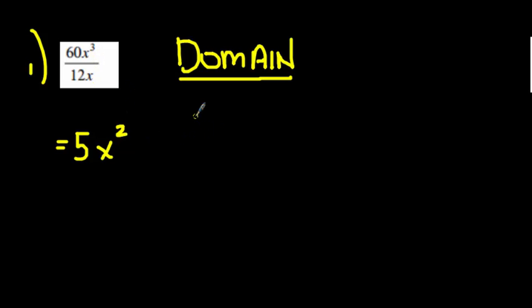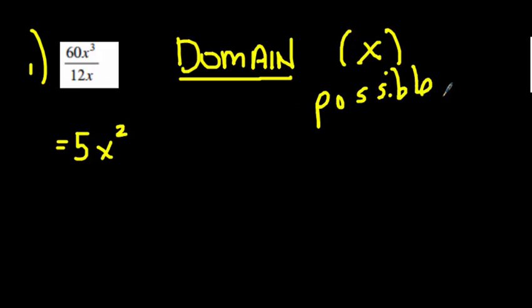Now, does this have restrictions for the x or the domain? Remember, the domain is what the x values can be. We want to know all of the possible x values, and that is what the domain is. Most of the time, domain doesn't have restrictions. x can be any value.